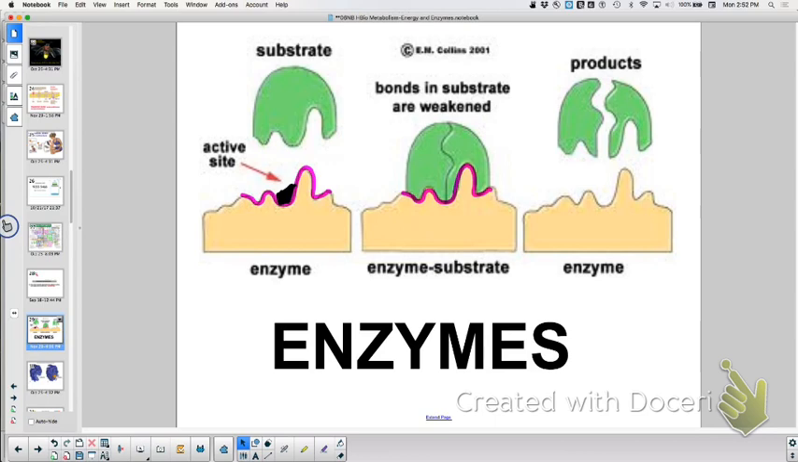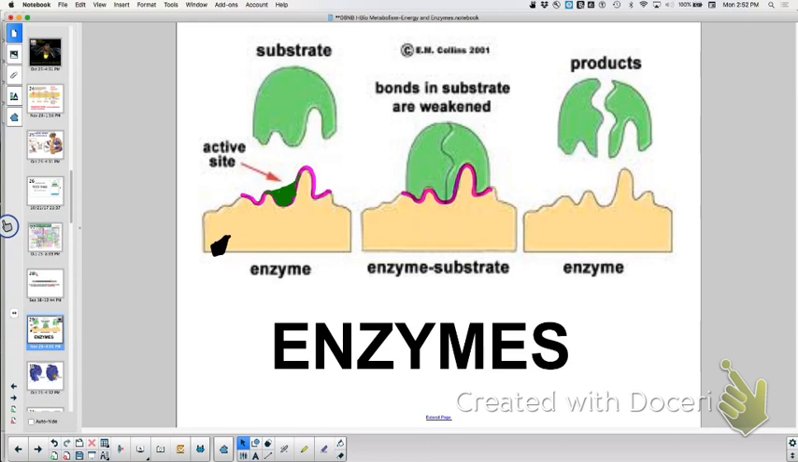Or you could have something bind at a different location on the enzyme, but it ends up still changing the active site in some way. So it's not actually binding to the active site, but it changes the shape of the active site. What do we call that? Non-competitive. And if this right here that bound to it was a product of this reaction that's been going on, that's an example of feedback. I have enough product, so let me shut off this enzyme because I don't need it anymore.